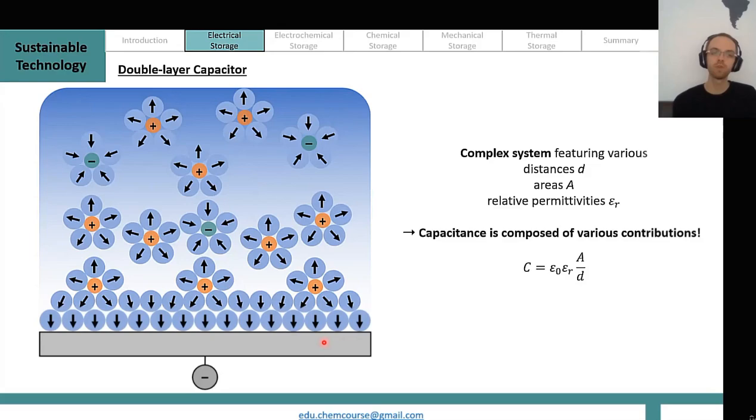I want you to recognize from this explanation that here we are not looking at a simple physical system anymore. We're now looking at a complex system where we have various distances, where we have various areas, and also where we have different relative permittivities. So the simple formula for the capacitance, which was epsilon 0 times relative permittivity times the area of our electrode divided by the distance, is actually composed of various different contributions rather than one set of values.